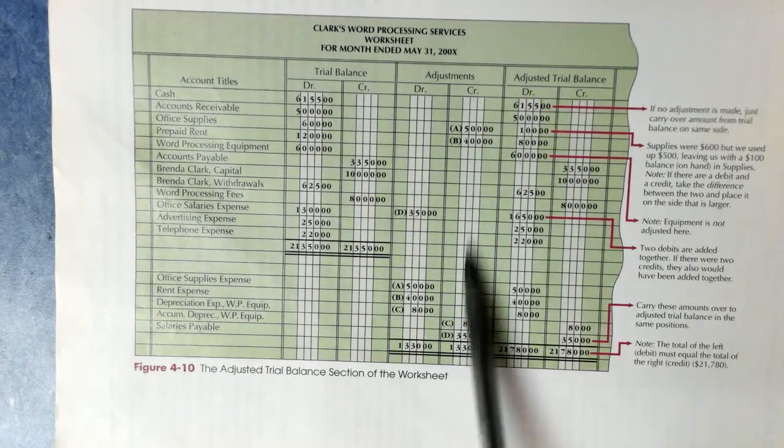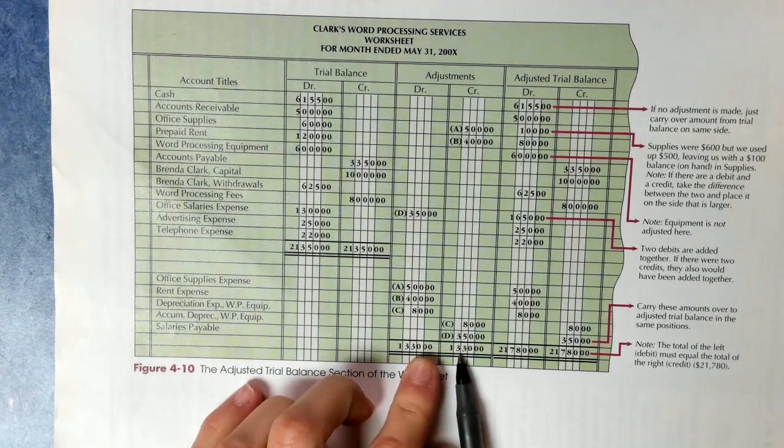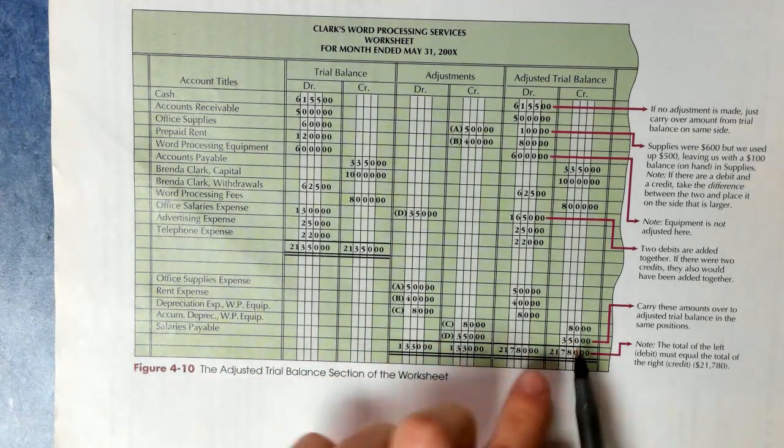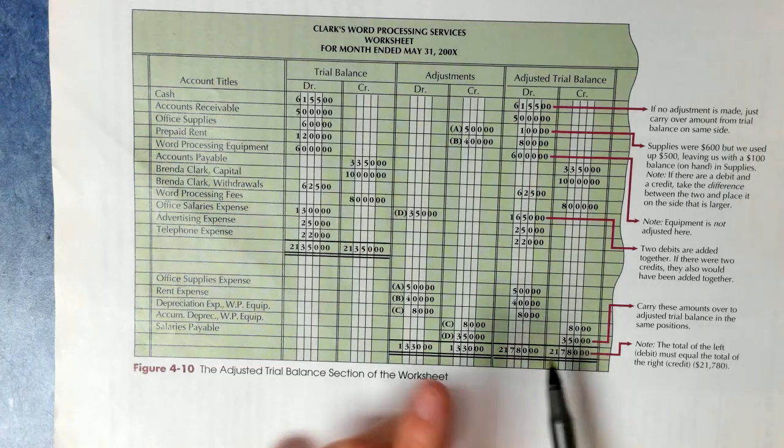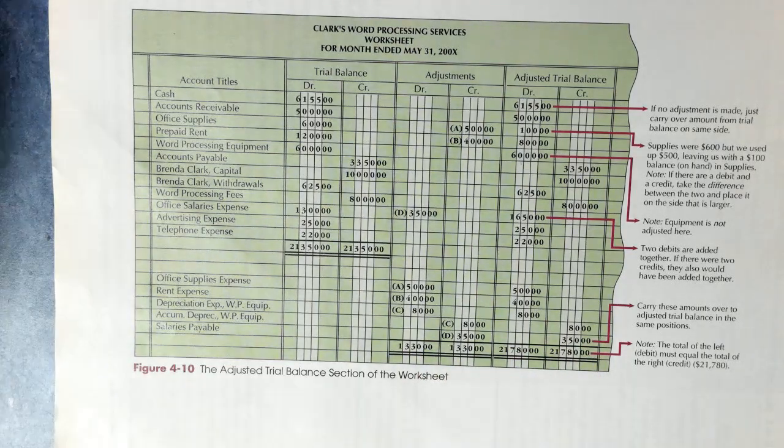Now, your left and your right have to equal, just like everything else we've been doing. Your debits and credits need to equal. Same in adjustments and the adjusted trial balance. That all needs to be equal. Okay, let's move on to the income statement.